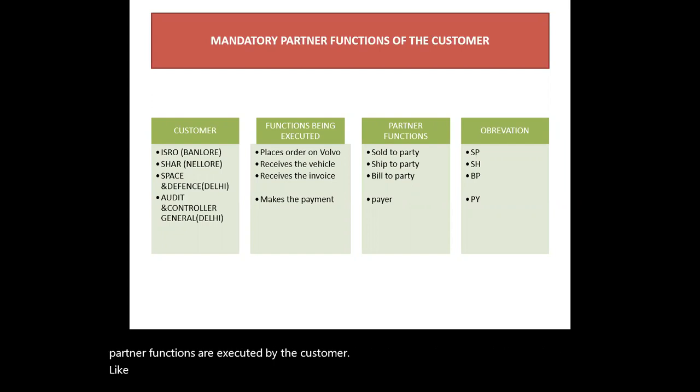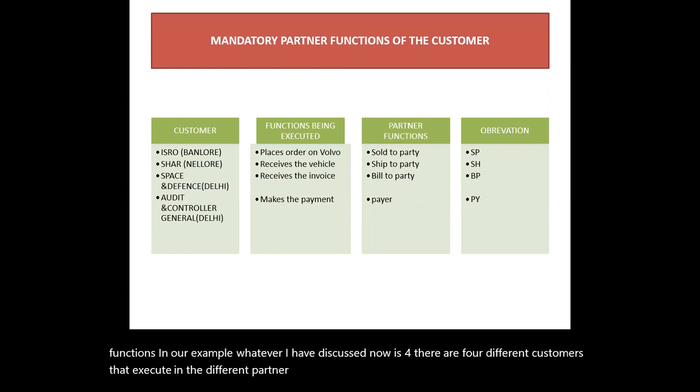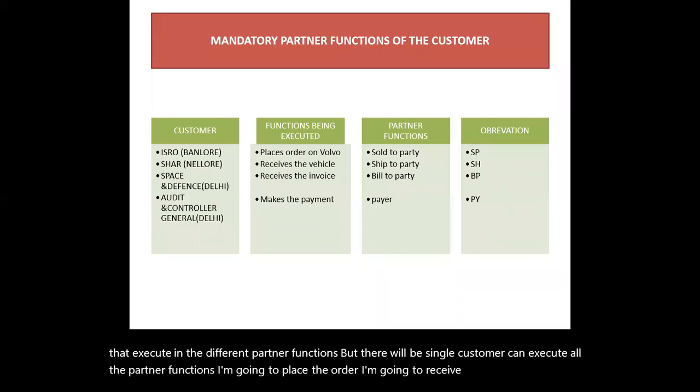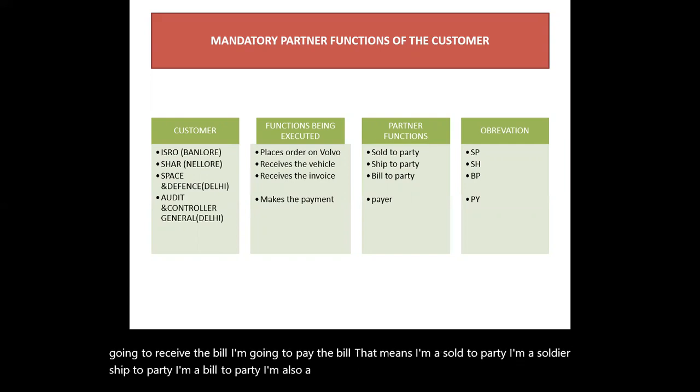There can be 4 different customers executing the different partner functions, as in our example. But a single customer can also execute all the partner functions. I'm going to place the order, receive the material, receive the bill, and pay the bill. That means I'm a sold to party, a shipped to party, a bill to party, and also a payer. Or 4 different customers can execute the different partner functions.